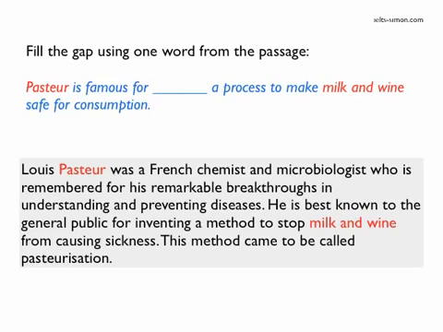So the first keywords we noticed were Pasteur and milk and wine. We know that we found the right part of the passage, and now we need to read the sentence about milk and wine more carefully. He's best known to the general public for means the same as famous for. So what is Pasteur famous for? The answer is inventing a method, which means the same as inventing a process. The correct answer, therefore, must be inventing. In the exam, you would write inventing on your answer sheet.